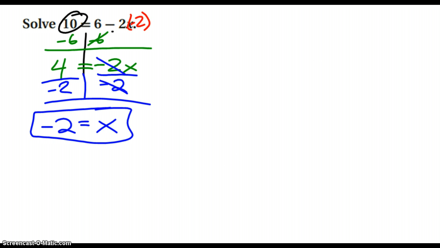So that's how we do a two-step equation. And on Part 2, I'm going to show you three examples of a couple more complex problems that we're going to run into. So check out Multi-Step Equations Part 2 next.